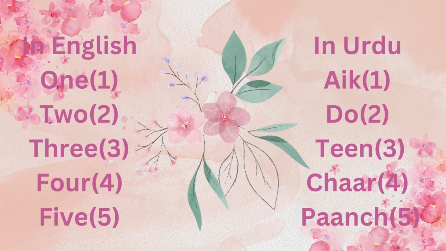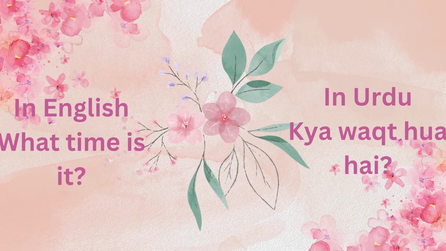To say 1 to 5, you say ek, do, teen, char, panch. Let's count together. Ek, do, teen, char, panch. And to ask for the time, you say Kya waqt hai. Repeat after me. Kya waqt hai.